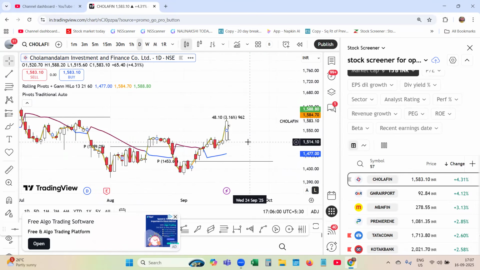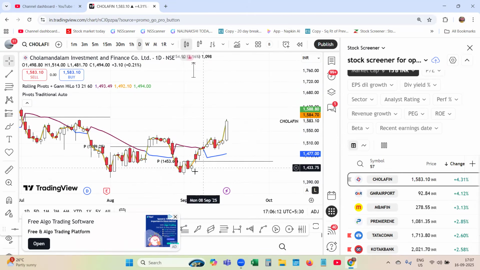So the stock has been picked up. You can see it is a breakout from this level. That's why the huge movement was seen in this Cholamandalam Finance. So I got this and I applied my rolling pivots, Gann HiLo.